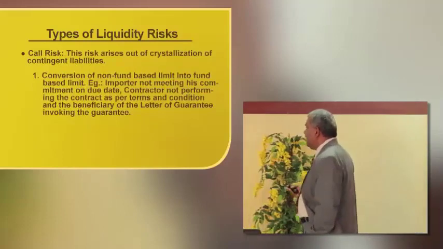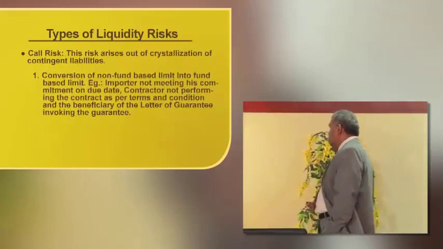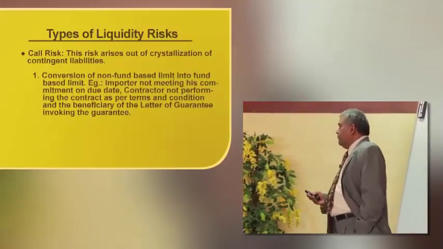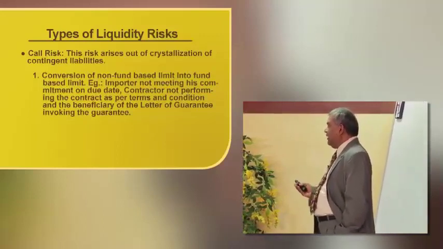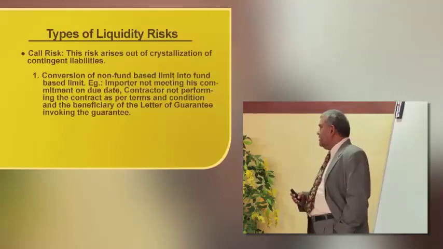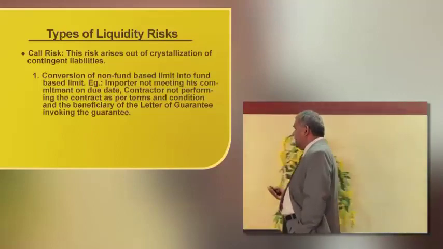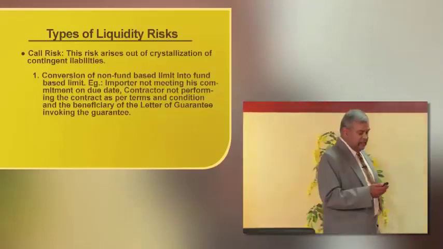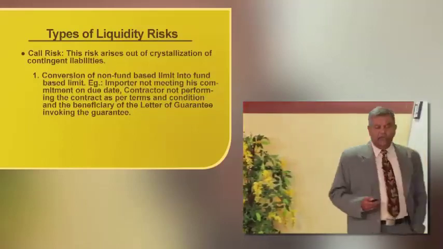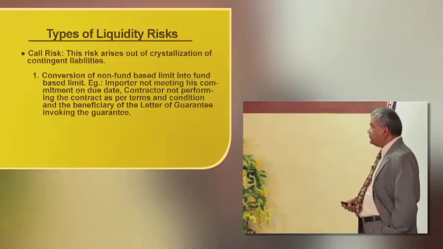So there is conversion of a non-fund based limit into a fund based limit, as told already. The importer not meeting his commitment on the due date, the contractor not performing the contract as per the terms and conditions, and the beneficiary of the guarantee invoking the guarantee. In all these cases, when the customer is not meeting the cash outflow, the outflow takes place on the bank.